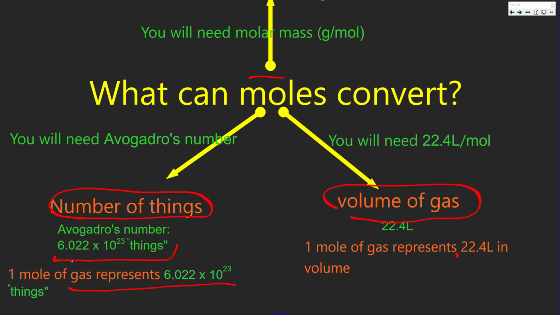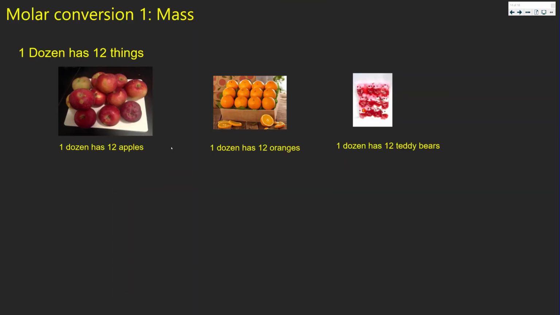The number of things could represent anything from molecules to atoms to zombies to phones, computers. It doesn't really matter, because one mole of a thing has this number of it. So let's go back to the apples, oranges and teddy bear example. We're not looking at mass here. I should change this. This is looking at things, and now we're looking at 1 dozen. 1 dozen has this many things. Just 1 dozen has 12 apples, 1 dozen has 12 oranges, and 1 dozen has 12 teddy bears.